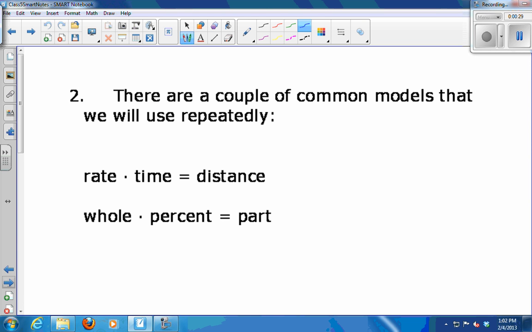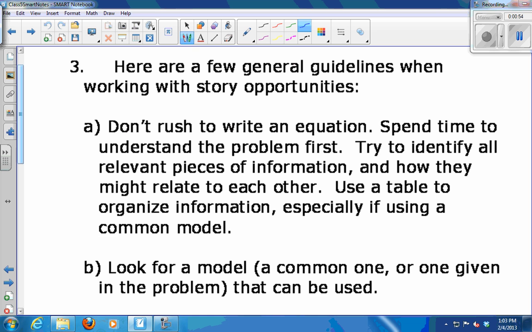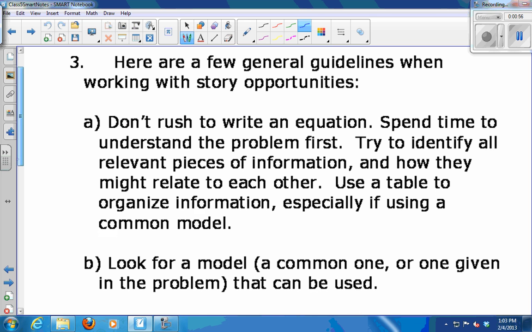So, in order to answer these kinds of questions, there are really common models that we're going to use frequently. The most common ones are rate times time equals distance, and whole times percent equals part. So these are the most common setups for these story problems. So a few general guidelines when you're working with story problems.